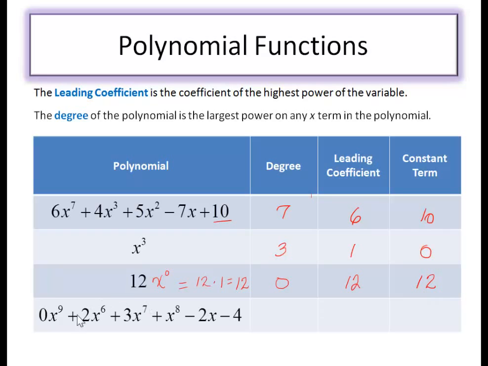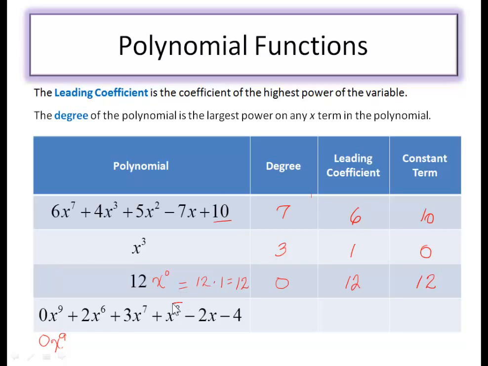For this expression, you have to be very careful. Whenever you look at a polynomial, make sure that it is written in descending order of exponents. That means that I'm going to order all of my exponents from largest to smallest. So I'm going to rewrite this expression. My largest exponent is 9, so I'm going to make that my first expression. The next largest exponent is x to the 8th power.